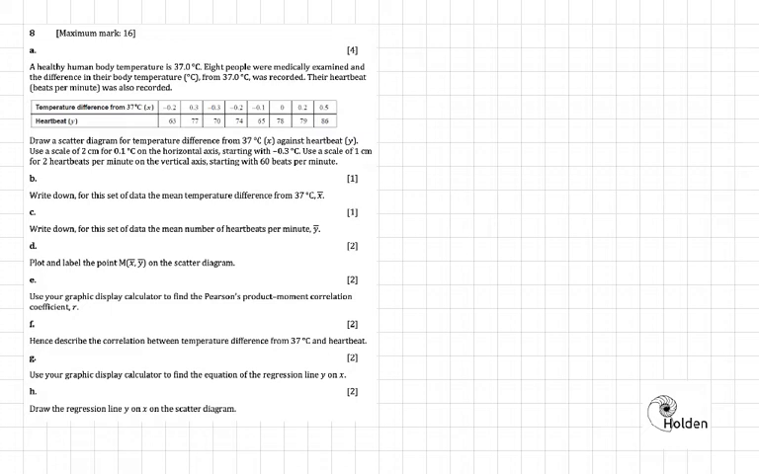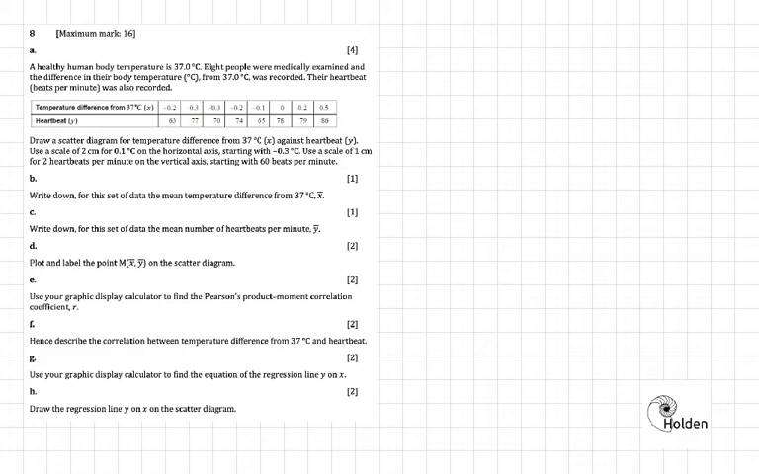B, write down for this set of data the mean temperature difference from 37 degrees. C, write down for this data set the mean heartbeats per minute. D, plot and label point M, (x bar, y bar) on the scatter diagram. E, use your GDC calculator to find Pearson's product moment correlation coefficient. So those questions are all GDC apart from D. F, hence, describe the correlation. G, use your graphic display calculator to find the regression line, draw the regression line, etc. So this bit's going to focus on the mark scheme for the accuracy.